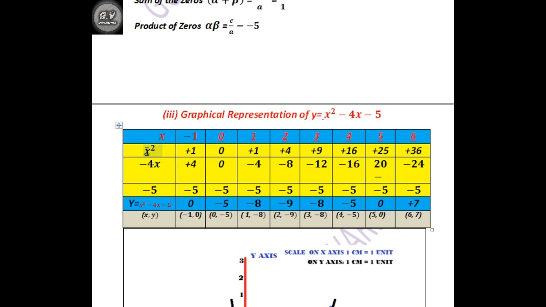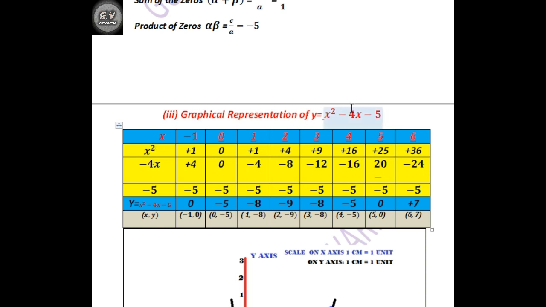So we are multiplying x two times. 1 1s are 1, 0 0 is 0, 1 1s are 1, 2 2s are 4, 3 3s are 9, 4 4s are 16, 5 5s are 25, 6 6s are 36. These are the values of x square. This row indicates the value of x square.